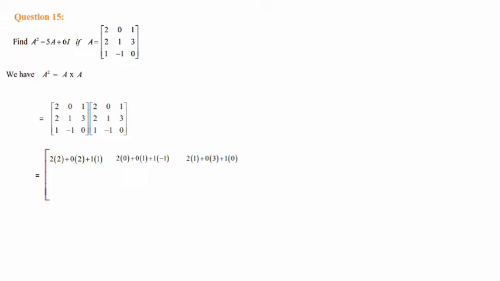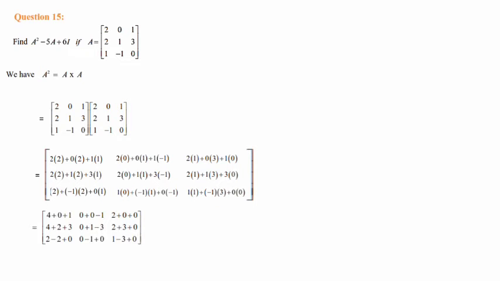Second row with the first column: 2 into 2 plus 1 into 2 plus 3 into 1, that is mentioned here. Second row with the second column: 2 into 0 plus 1 into 1 plus 3 into minus 1, that is mentioned. Next is second row with the third column: 2 into 1 plus 1 into 3 plus 3 into 0, that is also mentioned here. Next is third row with the first column: 1 into 2 plus minus 1 into 2 plus 0 into 1, that is written. Next is third row with the second column: 1 into 0 plus minus 1 into 1 plus 0 into minus 1, that is mentioned here. Third row with the third column, the last element: 1 into 1 plus minus 1 into 3 plus 0 into 0, that is mentioned here.